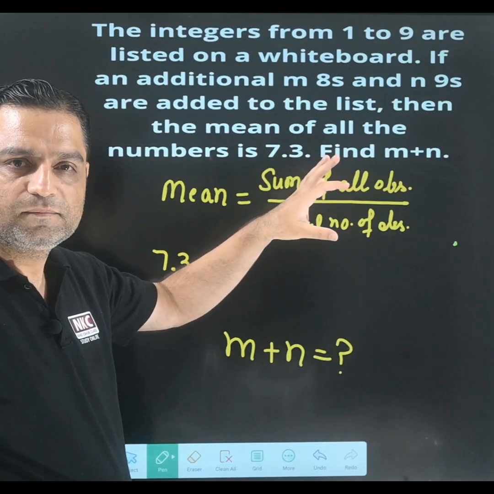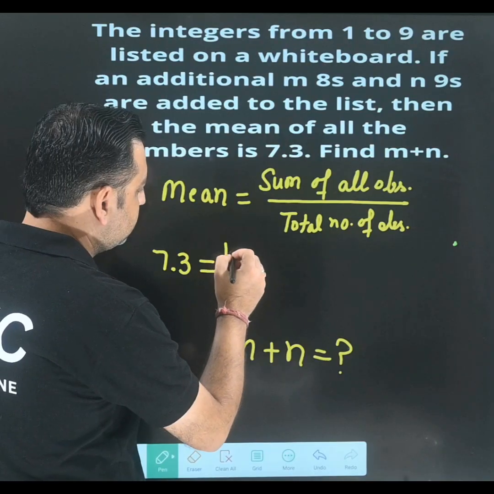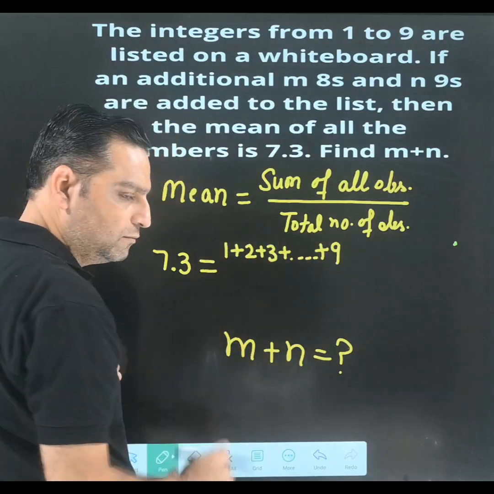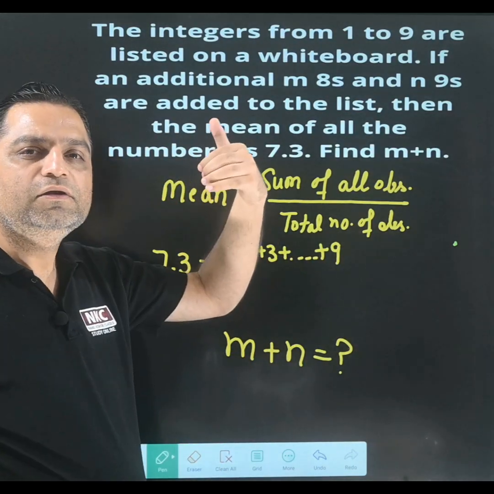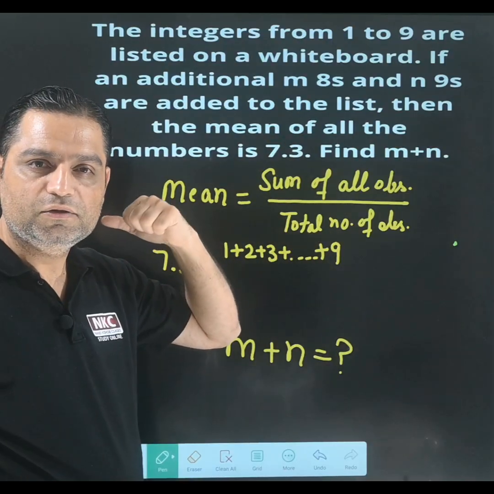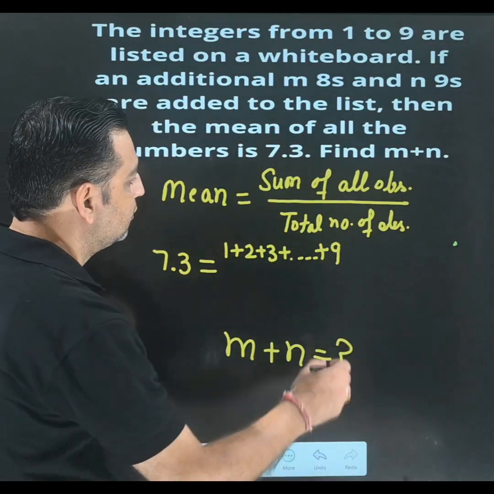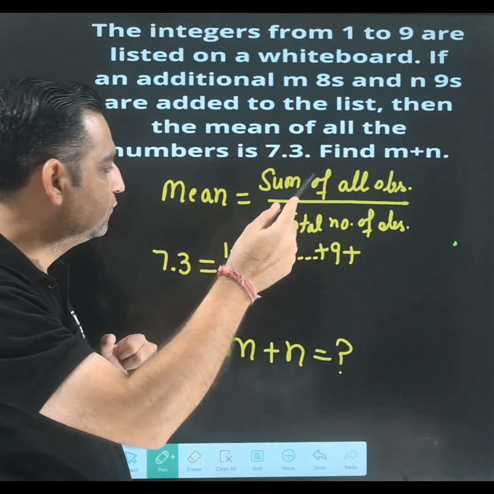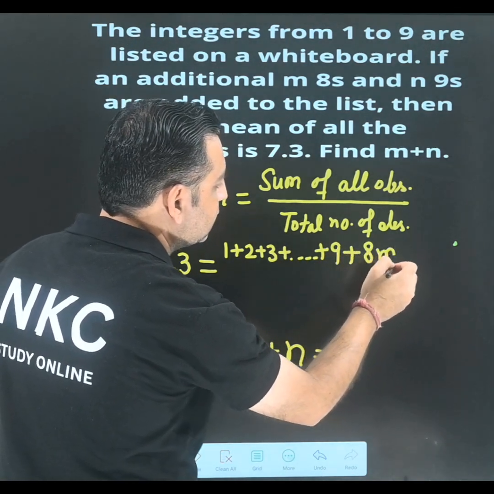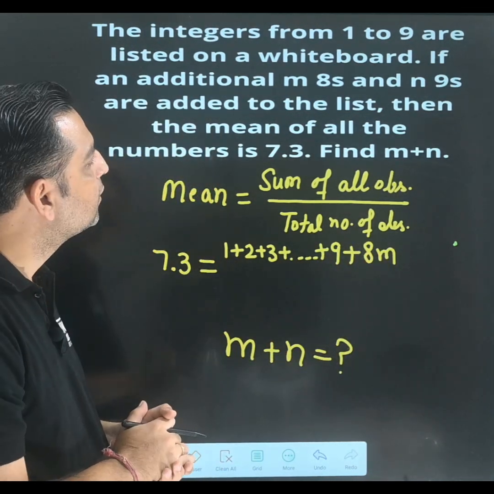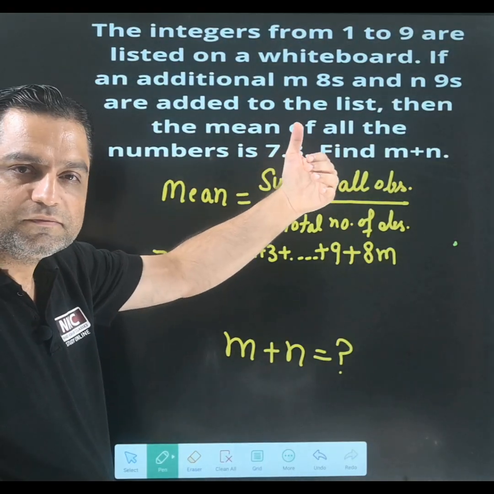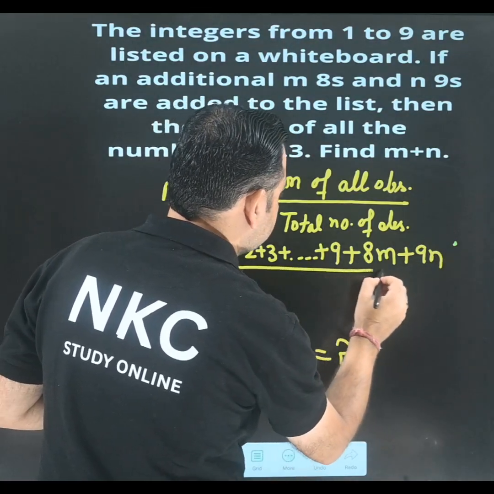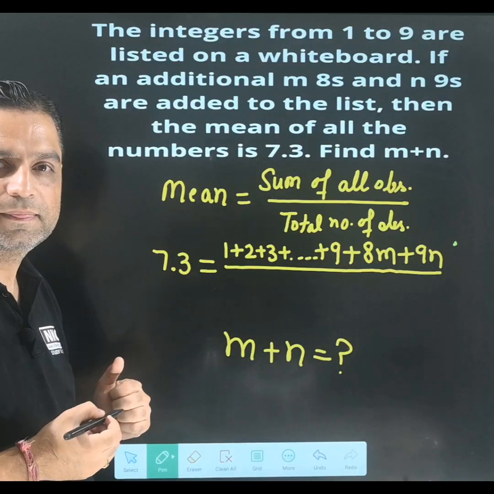Sum of all observations, what does that mean? That means I need to add 1 plus 2 plus 3 up to 9, everything. Then obviously the new numbers, 8s and 9s, are also written on the board. They are also supposed to be added. If 8 is added m times, so their total will become 8m. So I'm writing directly 8m over here. And 9s are coming n times, so their total will be 9n, divided by the total number of observations.